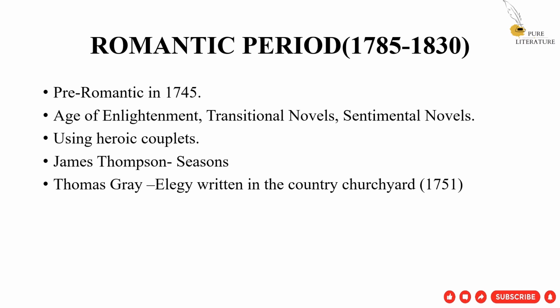One of the famous writers is James Thomson, who wrote a book, The Seasons, and he discussed four seasons in this work. And as we know, during the romantic period poets wrote in heroic couplets, and one of the best examples is by Thomas Gray, Elegy Written in a Country Churchyard in 1751.